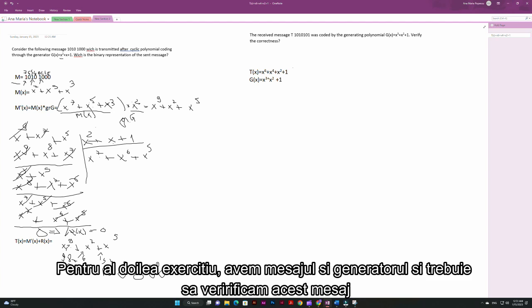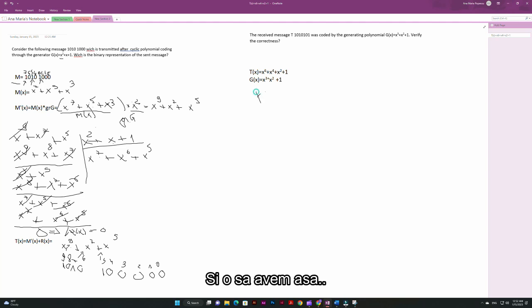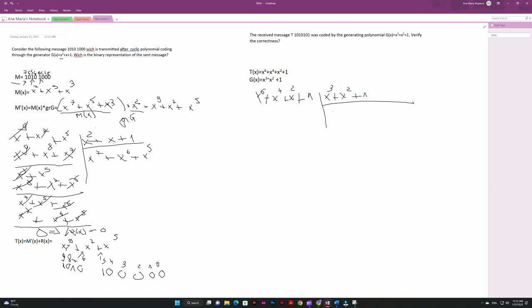So for the second exercise, we have the message, which was coded by the generating polynomial, and we have to verify this message. So this is the message and this is the generator, and we'll have like this: message x to the power of 6 plus x to the power of 4 plus x to the power of 2 plus 1, and the generator x to the power of 3 plus x to the power of 2 plus 1.